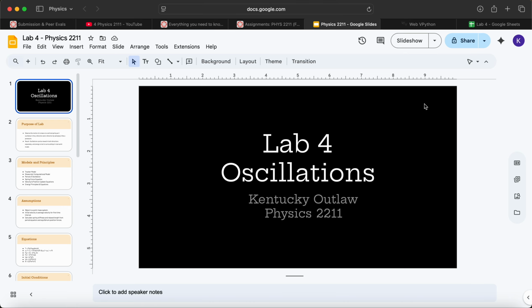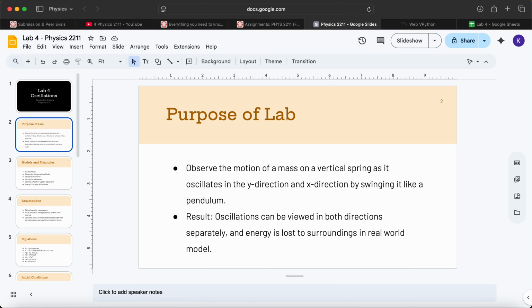Lab 4 on oscillations. The purpose of this lab was to observe the motion of a mass on a vertical spring as it oscillates in the y direction and x direction by swinging it like a pendulum. The result is that oscillations can be viewed in both directions separately, and energy is conserved in the computational model, but it's lost in the real world model.